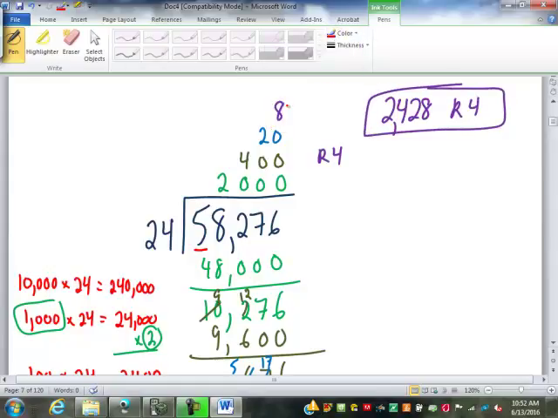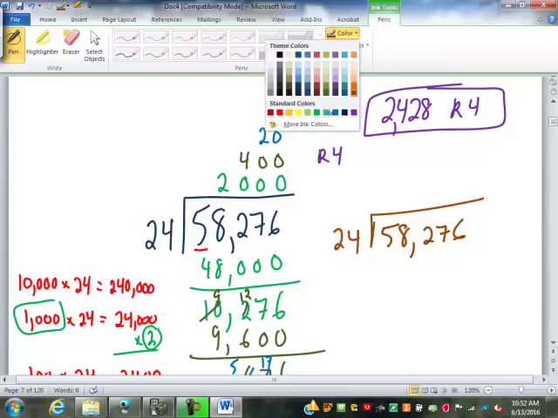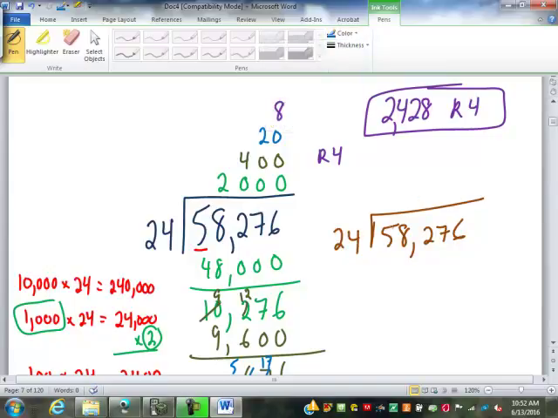Now you're probably looking at that thinking, that looks nothing like what I was taught. But it's actually exactly what you were taught. We were taught, you start with the 24 and you look at the first digit. Does 24 go into 5? No, so you leave it blank above the 5. That's what we did here. We couldn't subtract that, so we just left it.